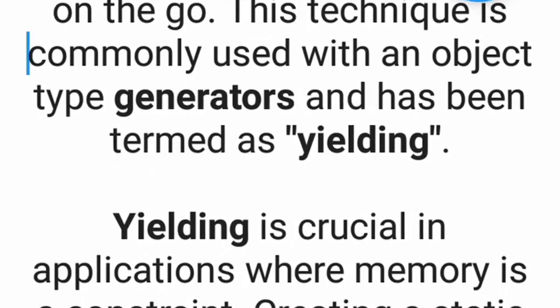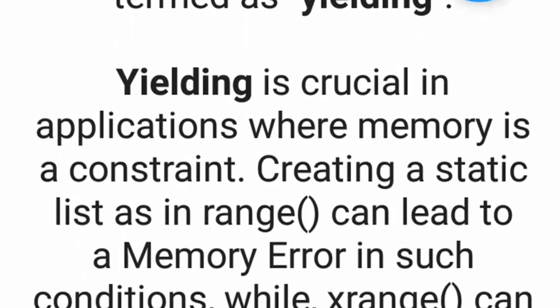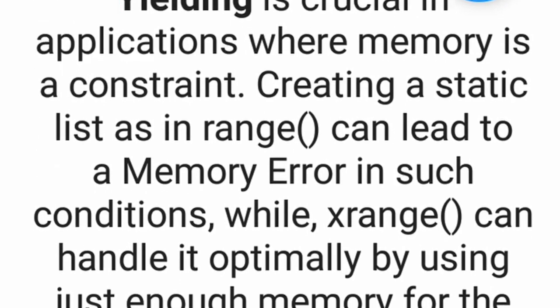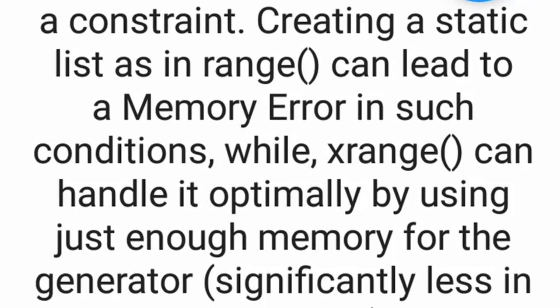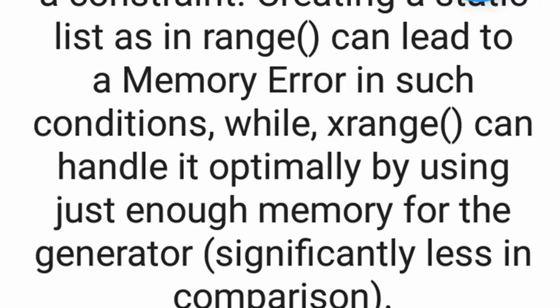This technique is commonly used with an object type called generators and has been termed as yielding. Yielding is crucial in applications where memory is a constraint. Creating a static list as in range can lead to a memory error in such conditions, while xrange can handle it optimally by using just enough memory for the generator, significantly less in comparison.